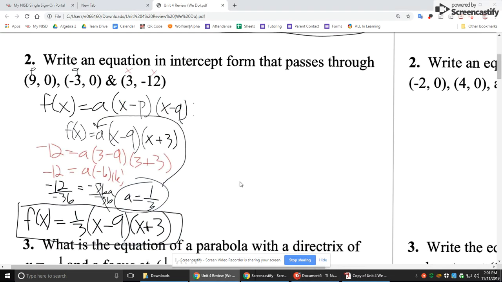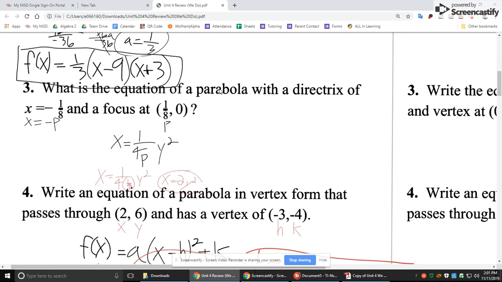So yeah, that's nice to know. What's the equation of a parabola with a directrix of x equals -1/8 and a focus of (1/8, 0)? Well, I wrote x equals -p. Your directrix is always y equals or x equals.